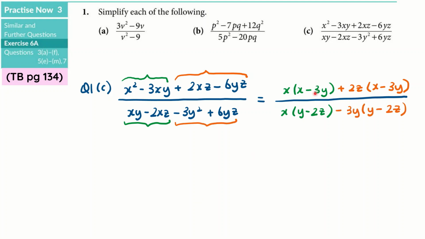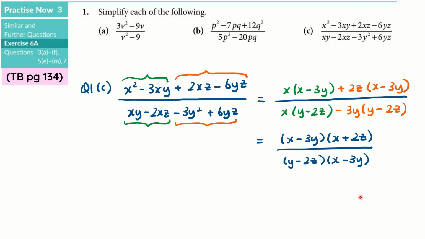This is not all when it comes to factorization. We need to factorize further, where we see that between the green and the orange in the numerator, there is a common factor of x minus 3y. And then in the denominator, between the green and the orange, I have y minus 2z as a common factor. So I will do the factorization to get (x minus 3y) times (x plus 2z) in the numerator. And in the denominator, I get (y minus 2z) times (x minus 3y).